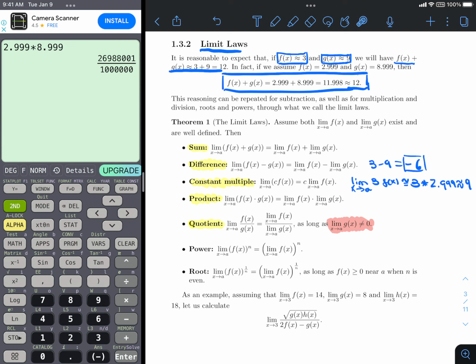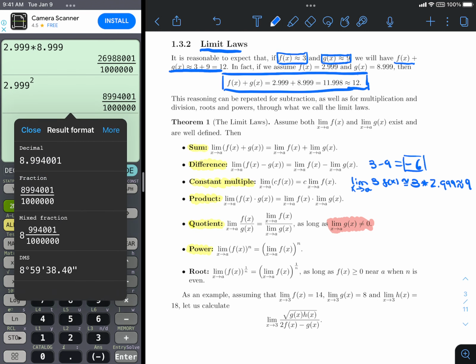In terms of power, there's no mystery either. For example, 3 squared equals 9. So if you were to do 2.999 squared, that would also be about 9. It's also like 8.994 or something, also about 9. So something very close to 3 squared is also very close to 9.